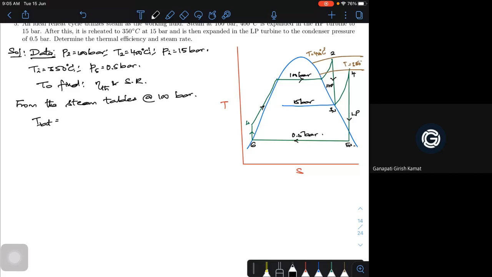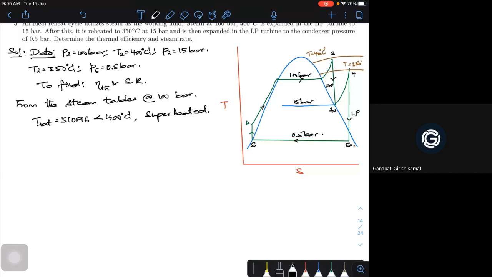So 310.96, which is less than the given temperature of 400 degrees Celsius. So the steam is superheated. That's it. Simple condition. Just check for the saturation temperature. If it is less than the given temperature, it is superheated. If it is greater than the given temperature, it should be wet steam.